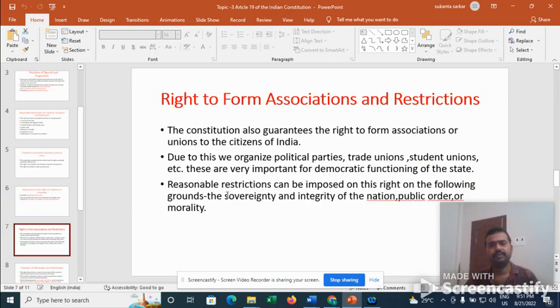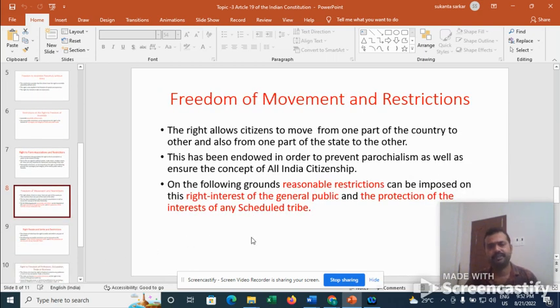Right to form associations and restrictions on it. The Constitution also guarantees the right to form associations or unions to the citizens of India. Due to this right, we can organize political parties, trade unions, student unions, etc. And these are very important for the democratic functioning of the state. Reasonable restrictions can also be imposed on this right in the interest of sovereignty and integrity of the nation, public order, or morality. Suppose thieves and dacoits are not allowed to form unions or associations because it will be dangerous for public order.